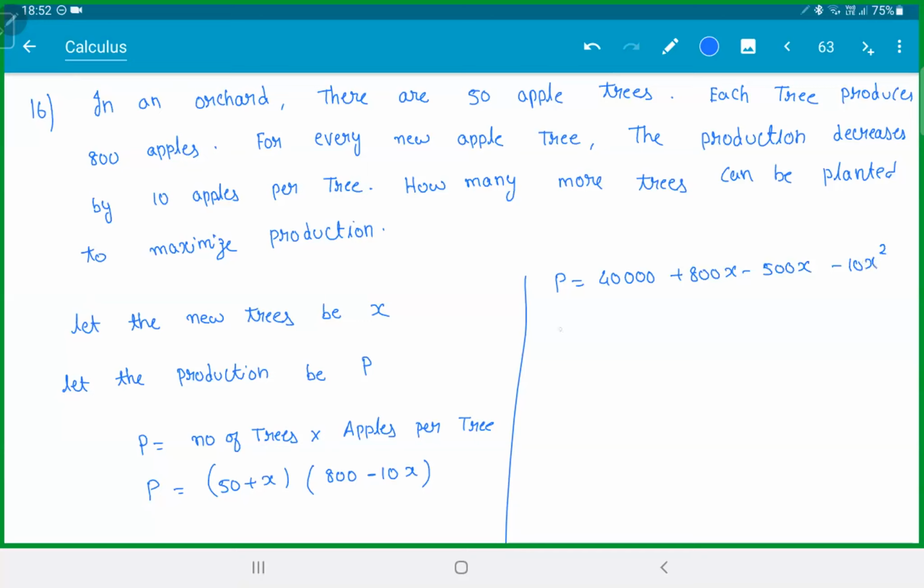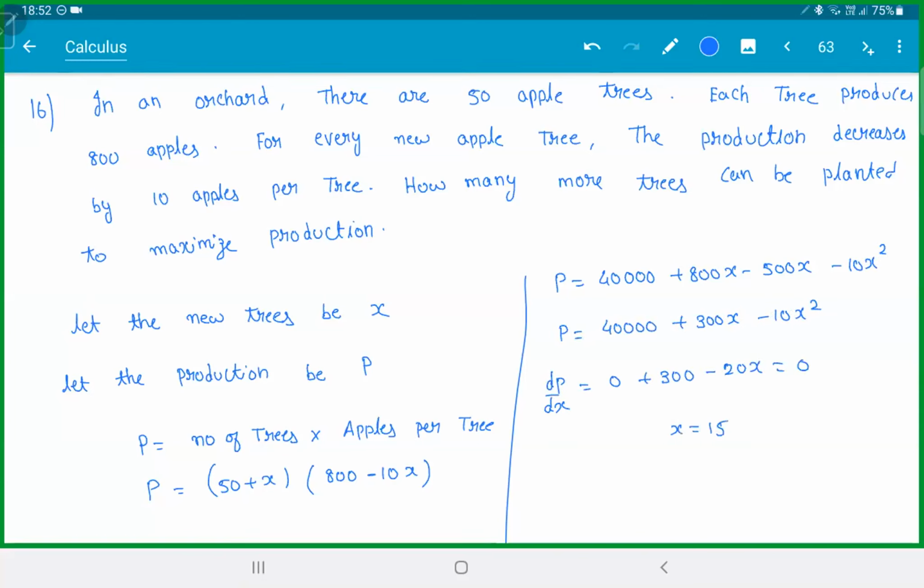So P is 40,000 + 300x - 10x². dP/dx will be 0, so x is equal to 15. You can check the double differential, but this is one advantage in physics. Since I asked you for maxima and I got only one answer, it should be a maximum, right?